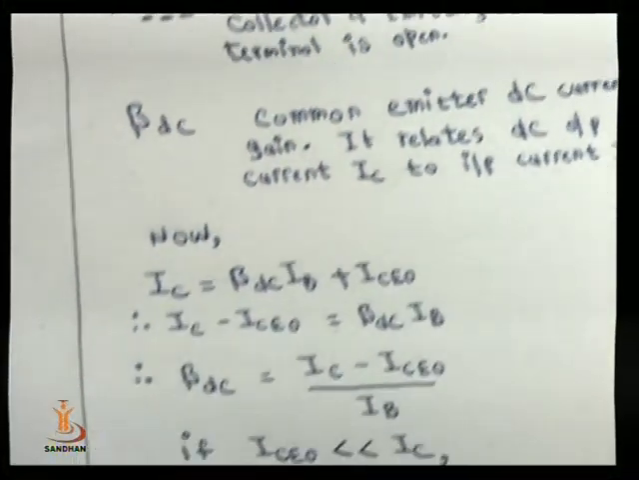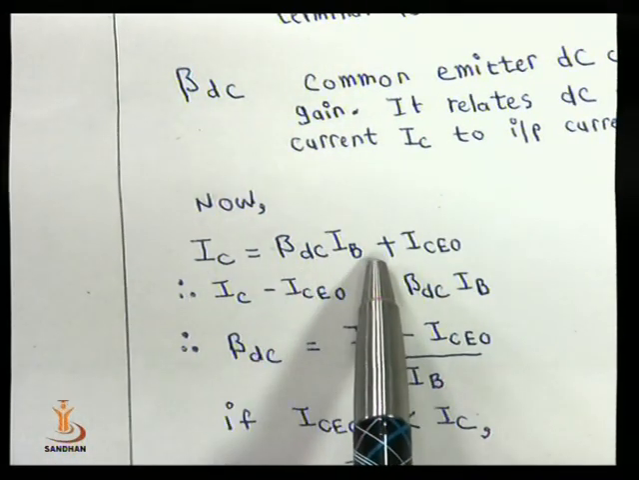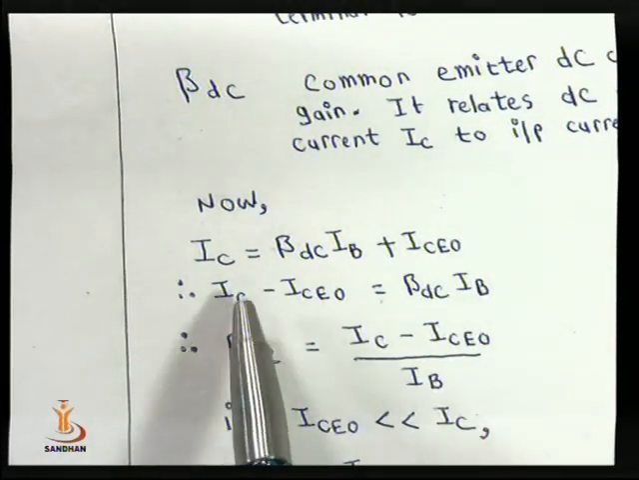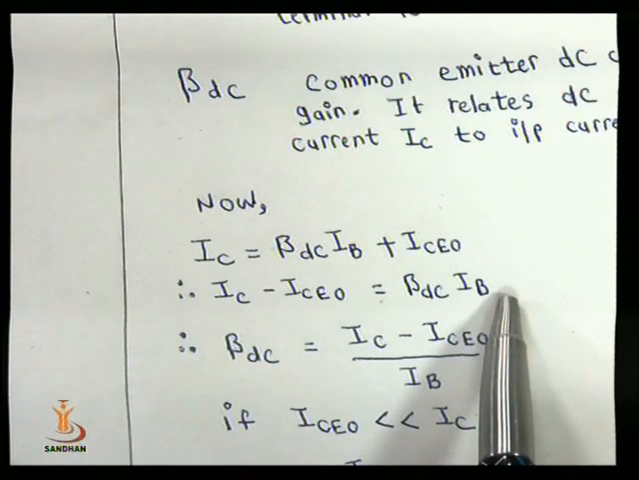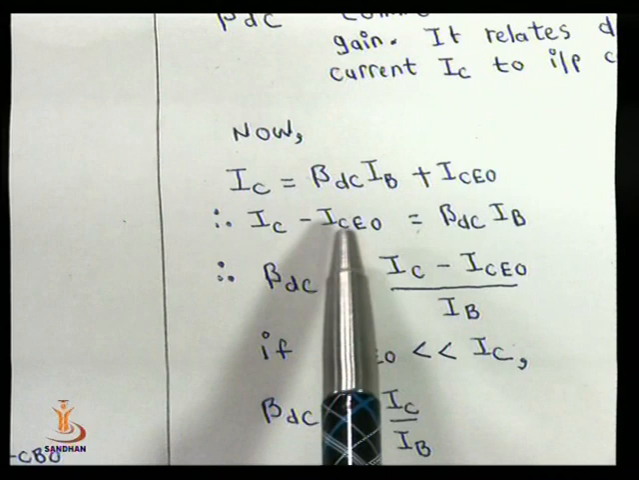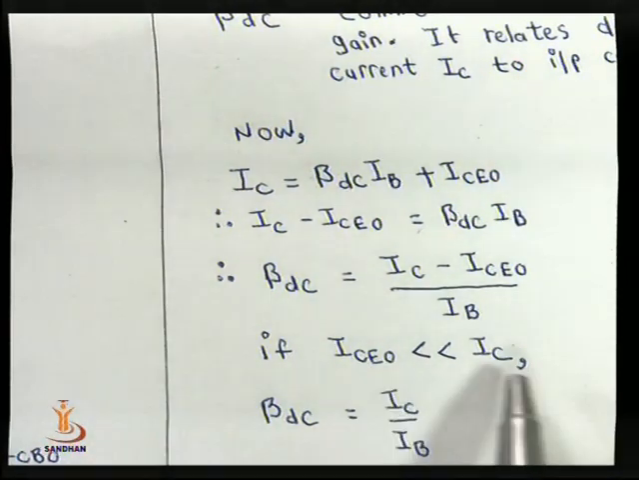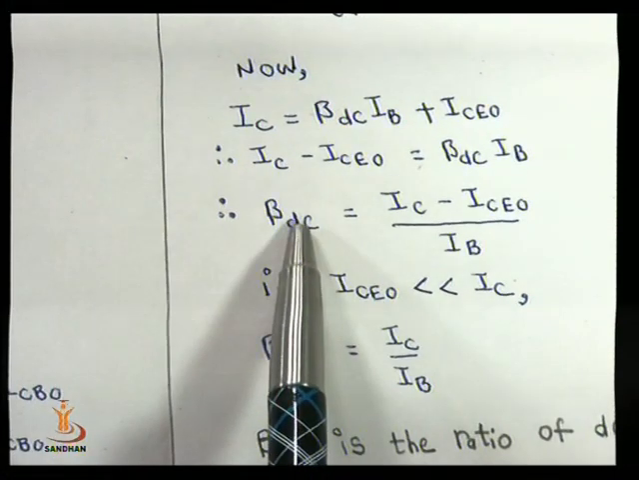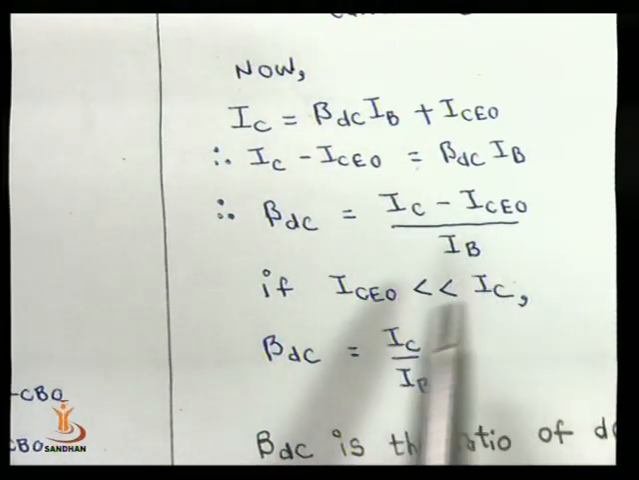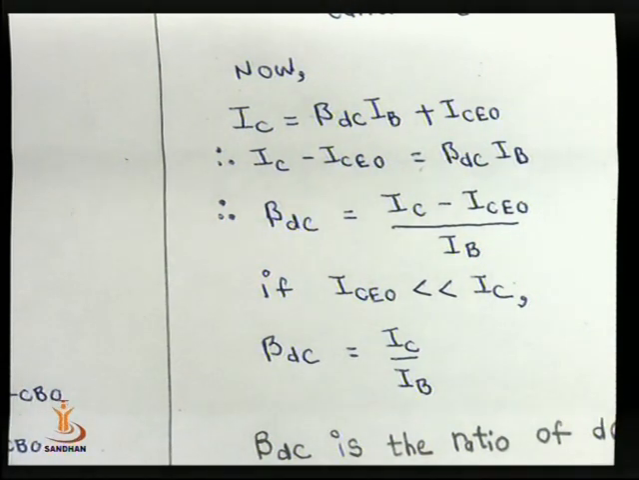Now, as we have seen, IC equals beta DC IB plus ICO. IC minus ICO, we are taking ICO over this, equals beta DC into IB. We are writing the equation for beta DC: beta DC equals IC minus ICO upon IB. But the value of ICO is very much less than the collector current. That's why we can neglect this ICO, and beta DC is nothing but IC upon IB. Beta DC is the ratio of DC IC to DC IB.